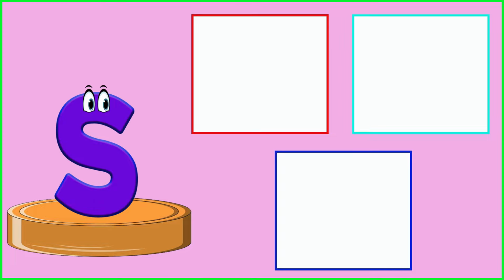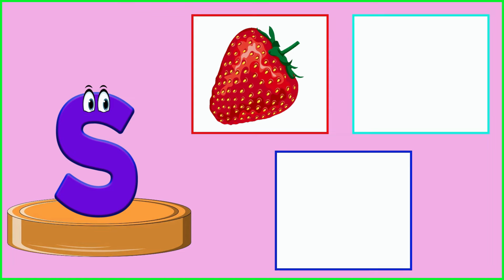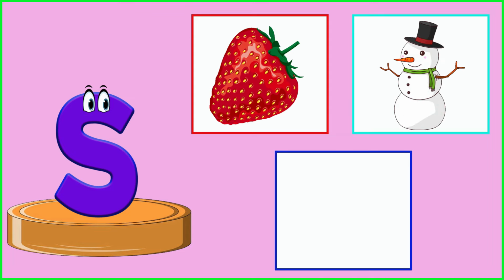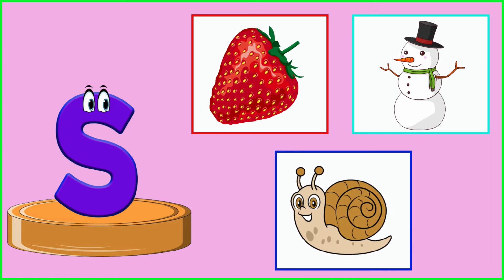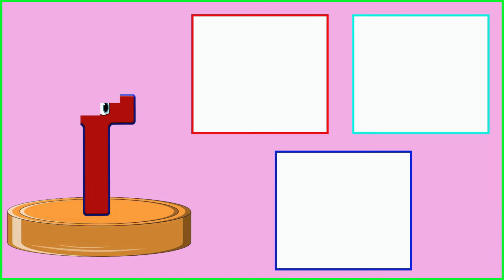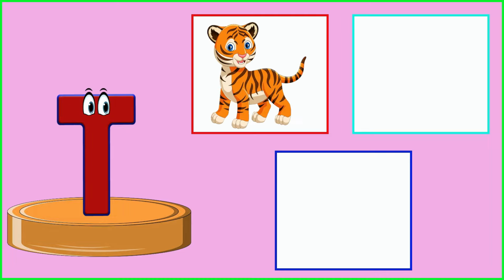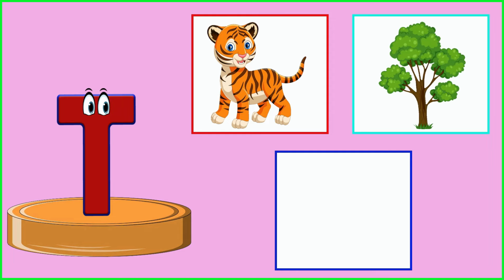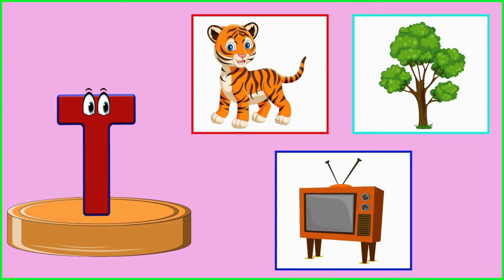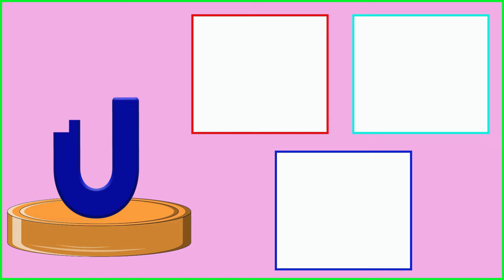S. S is for strawberry. Snowman. Snail. T. T is for tiger. Tree. Television.